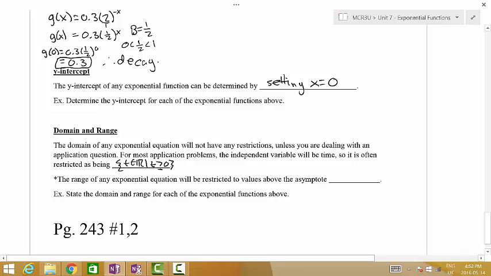The range of any exponential function is always restricted to the values above the asymptote. That asymptote, which we're going to look at later, is the line y equals c. So tomorrow we're going to be looking at transformations where there is a c value. It's a number that's added to the end. Whatever that c value is, that is our horizontal asymptote. Again, the asymptote is always a horizontal one.